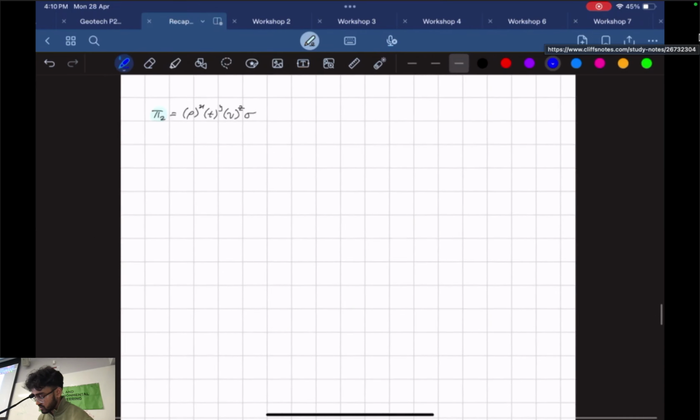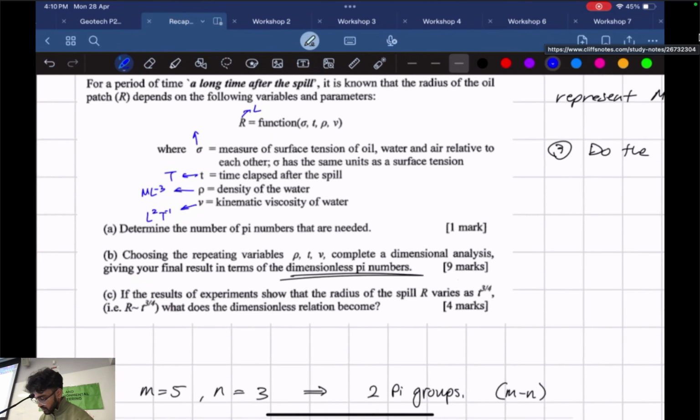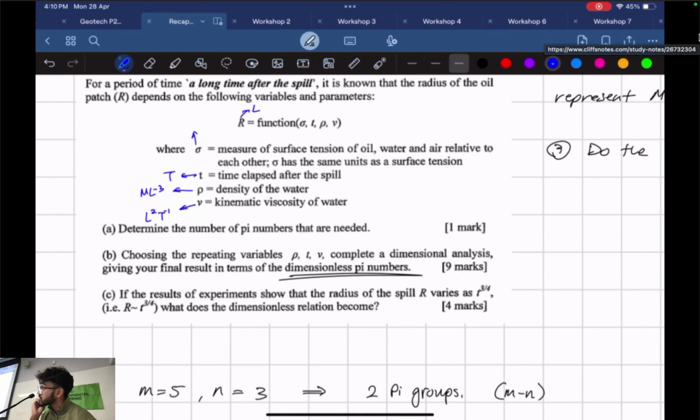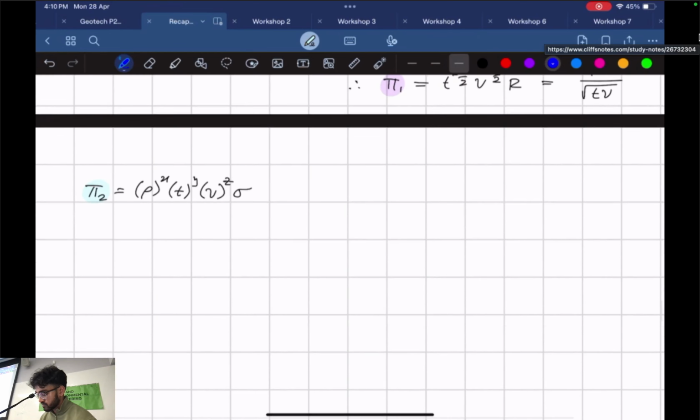Yeah, no, I'm not bothered to do this one. Part C. If the results of the experiment show that the radius varies as, oh, I have to do part B for this. I'll quickly show you guys how to do it.